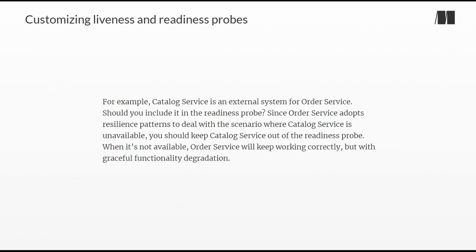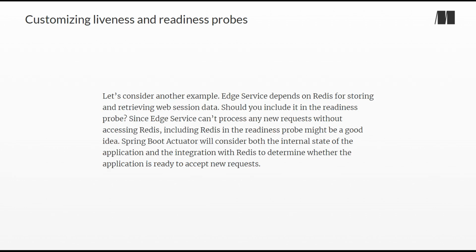Since order service adopts resilience patterns to deal with the scenario where catalog service is unavailable, you should keep catalog service out of the readiness probe. When it's not available, order service will keep working correctly, but with graceful functionality degradation. Let's consider another example. Edge service depends on Redis for storing and retrieving web session data. Should you include it in the readiness probe?